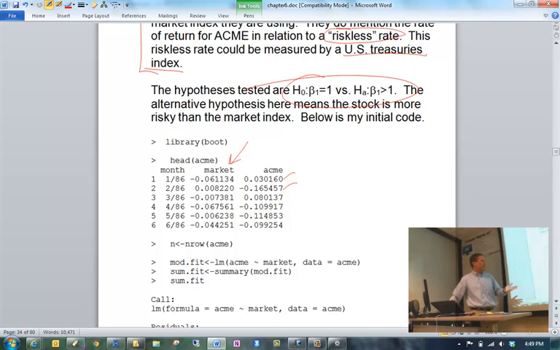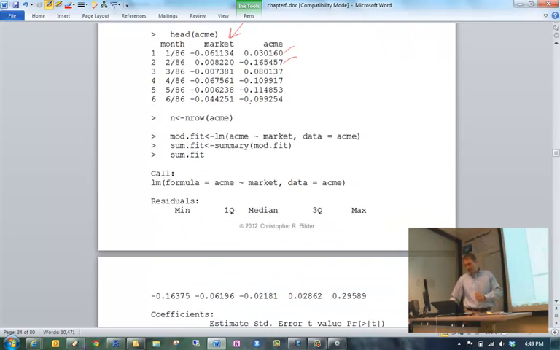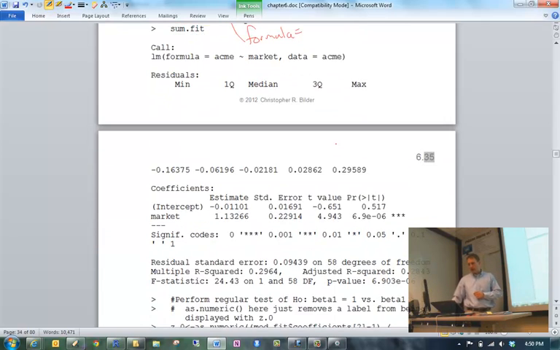So this is what my data looks like. We're going to find my sample size. I believe it is 60, so 5 years' worth of data. I estimate just my regular old model, and unfortunately I'm using bad coding here. I forgot to put the actual argument name. I would say formula equals Acme tilde market. I summarize the fit and put the summary into something called sum.fit, and then I look at sum.fit.